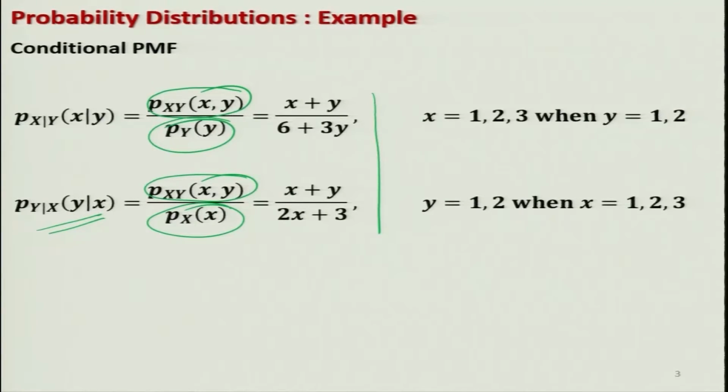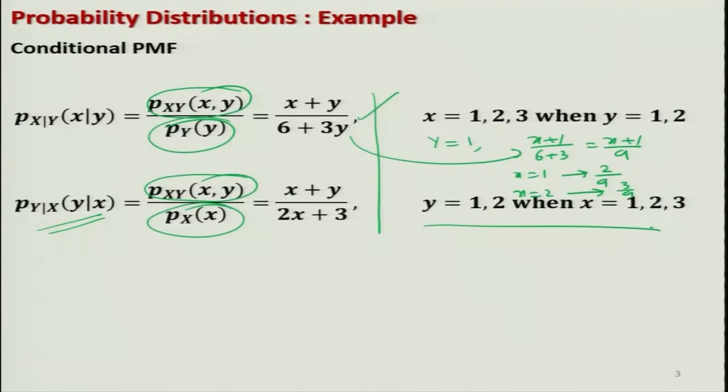And so for example, if you want to compute the conditional probabilities from this probability mass function, here y is given. For example, if I take y equal to 1, then this probability mass function is going to be (x plus 1) upon (6 plus 3). So this will become (x plus 1) upon 9, and now for x equal to 1, this value is going to be 2 upon 9. For x equal to 2, this value is going to be 3 upon 9, and so on. So this is how we try to interpret these conditional probabilities, and similarly you can do it for the conditional probability of y given x also.